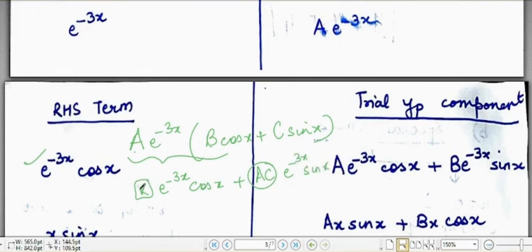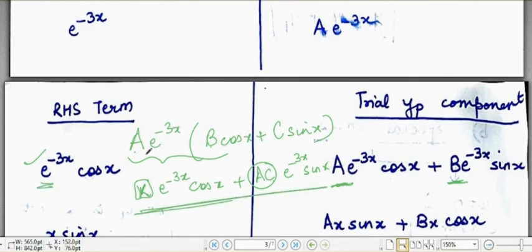So AB can be given a name, let's say k or a, and AC can be given a name, let's say B or whatever you want to give. So try to write the minimum number of constants that are possible in your final trial YP component, because you have to look at the nature of terms that you get.